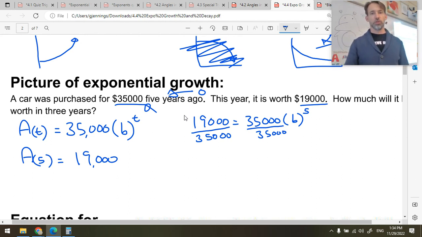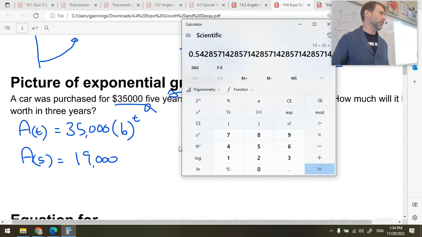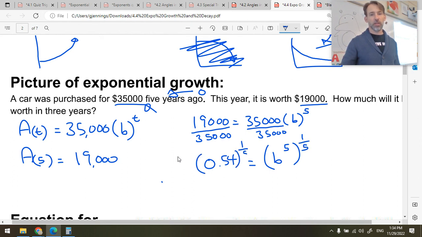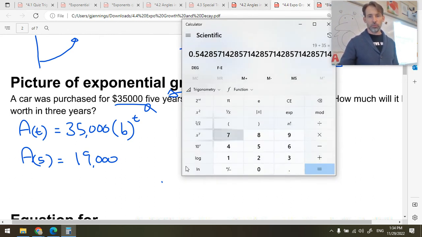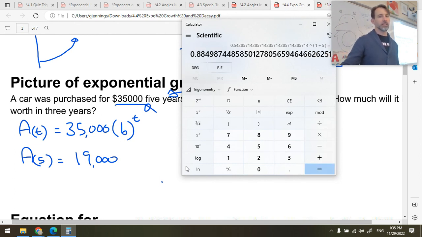So in this case, let's see how much we're losing per year. So we would go 19 divided by 35. So we lost almost 50% of our value over 5 years. So that's 0.54. So we have 0.54 is equal to b raised to the power 5. Let's raise both sides to the 1 over 5. And we'll find out what b is by doing that. Let's see. So we're going to raise this to the power, bracket 1 divided by 5, and the bracket equals, there's our growth factor, 0.88.